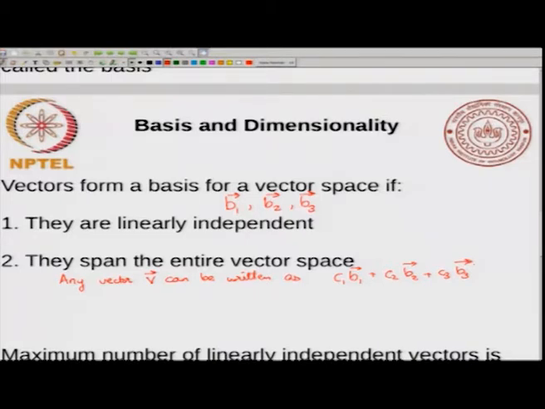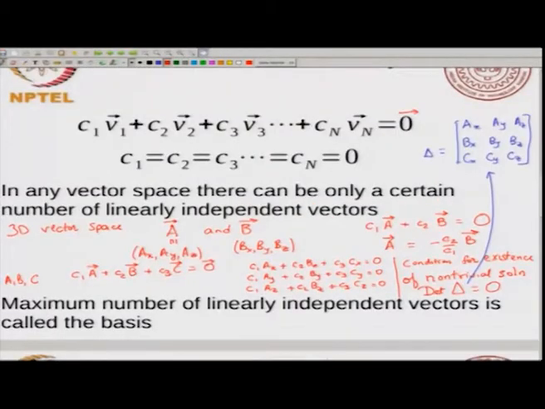In a 3-dimensional vector space, one example is i, j, k, the unit vectors in the x, y and z directions. These form a basis because they are linearly independent, and you can show this. For example, take the determinant of the components, this delta that we talked about. For i, Ax is 1, Ay and Az are 0; for j, Bx is 0, By is 1, Bz is 0; and for k, Cx equal to 0, Cy equal to 0, Cz equal to 1. You can clearly see that the determinant is equal to 1 and it is not 0.